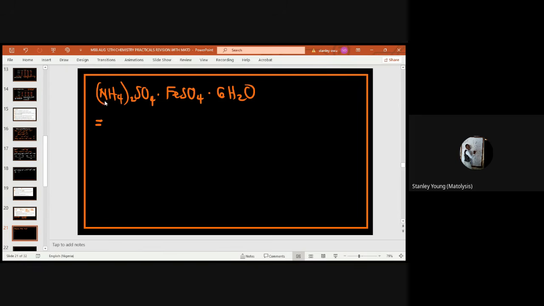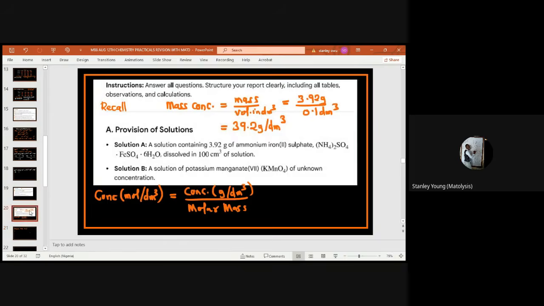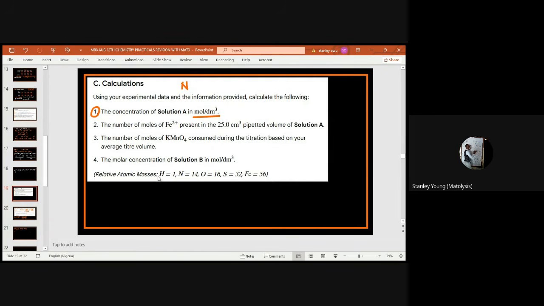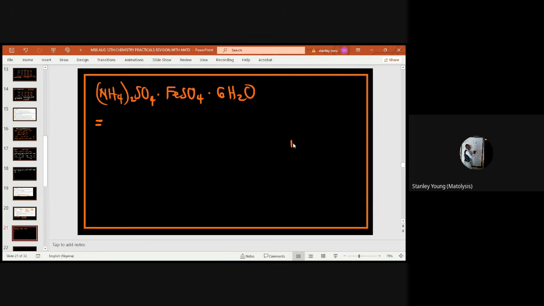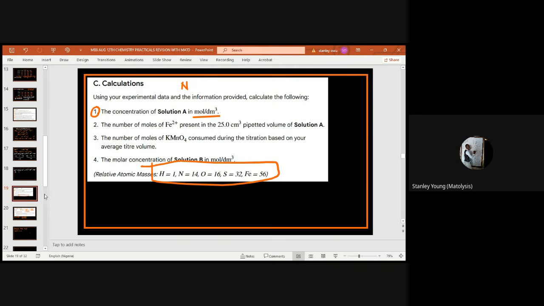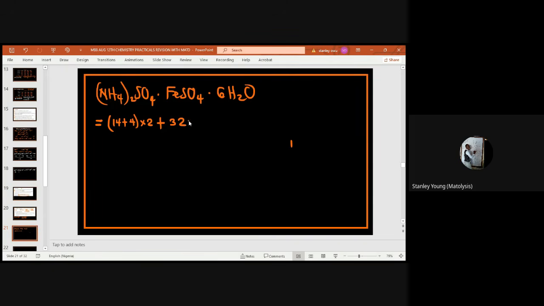So nitrogen is 14. You don't have to cram it, it's given to you. See them here. Okay. So nitrogen is 14. Hydrogen is 1. So here I have 14 plus 4 times 1, which is 4. Then times 2. Then plus sulfur is 32. You have it here. And iron is 56. Oxygen is 16. Sorry, that's an addition. 16 times 4 is 64.